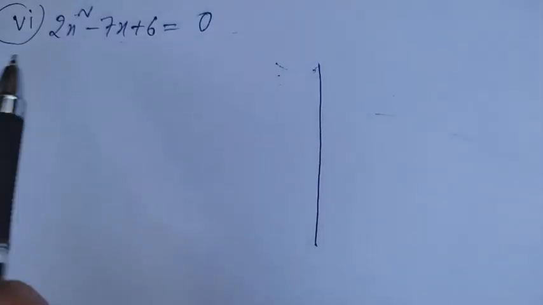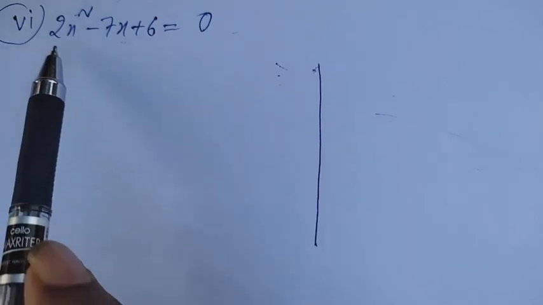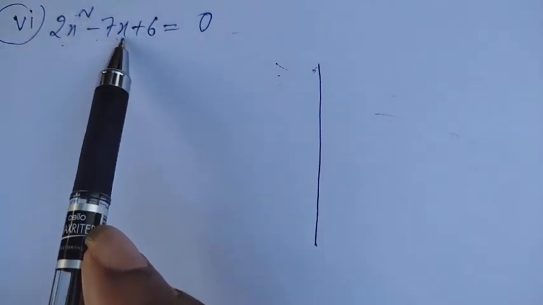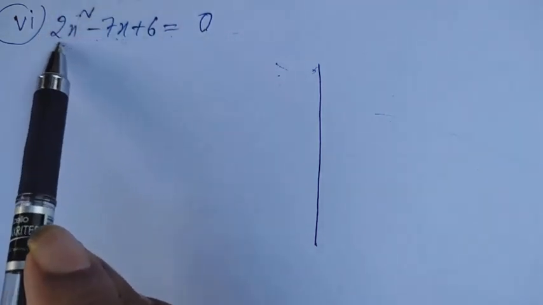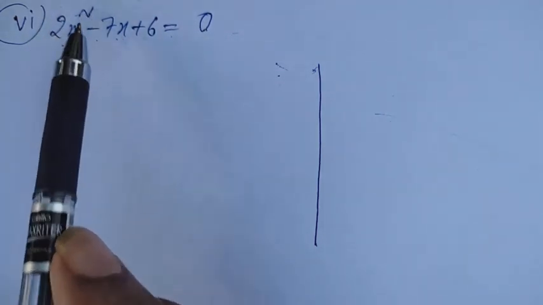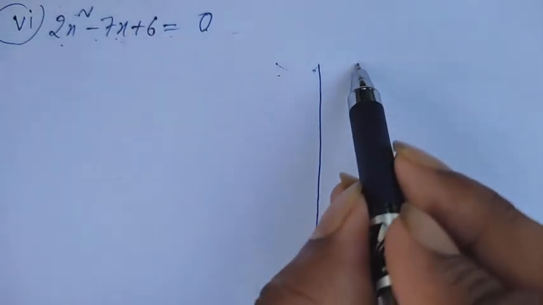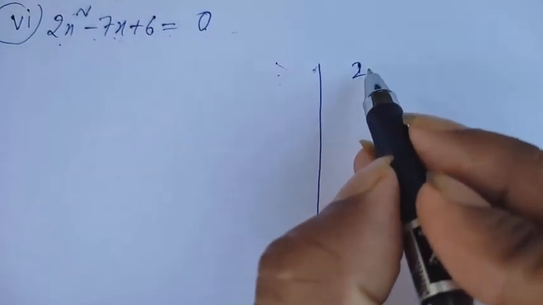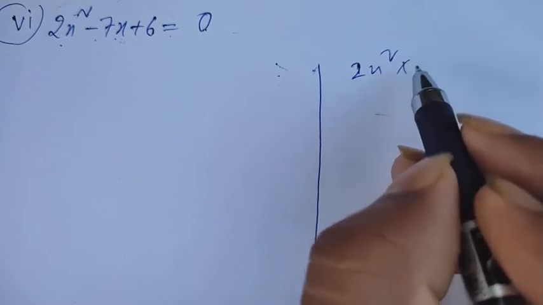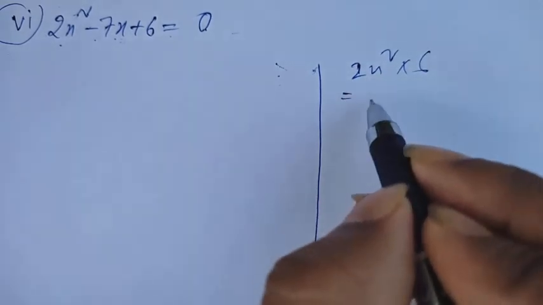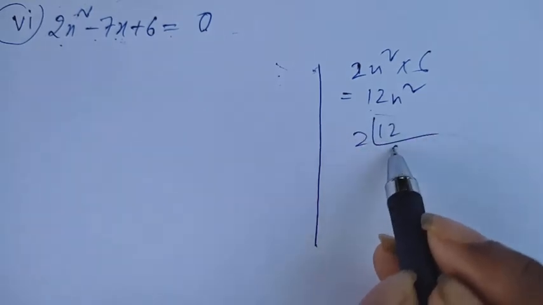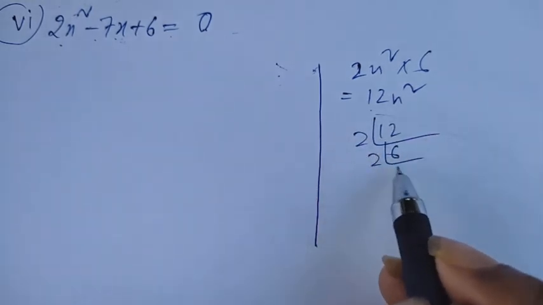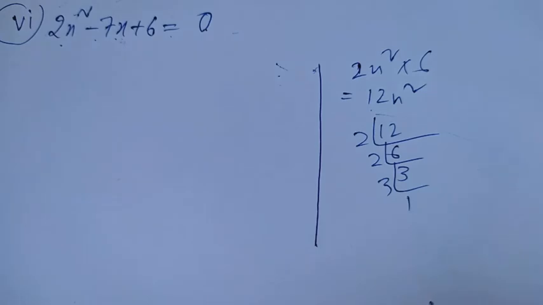Now we are going to solve question number 6, that is 2x squared minus 7x plus 6 equals 0. To solve it, again we will take the first term 2x squared and 6 and multiply them. 2x squared multiplied by 6, we get the answer 12x squared. So now we will find the prime factorization of 12: 2 6, 2 3, and here 3 1.